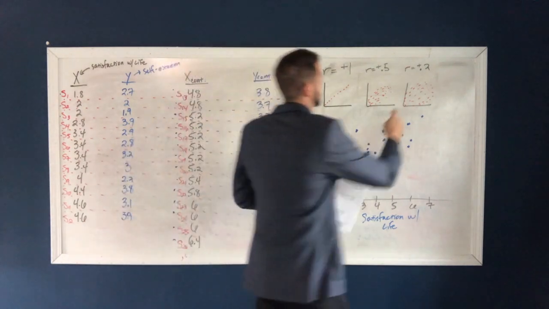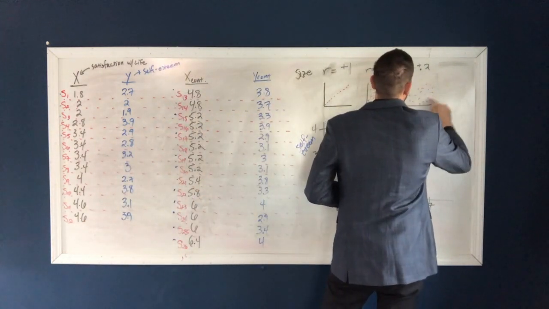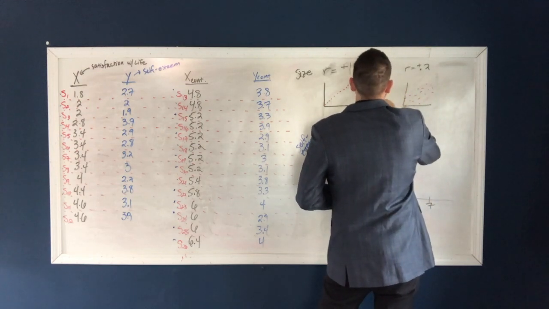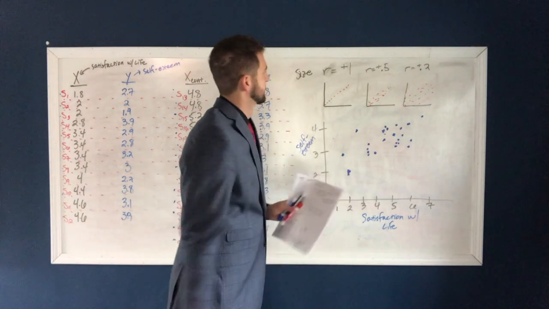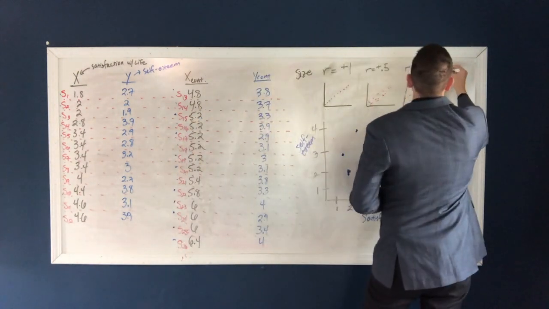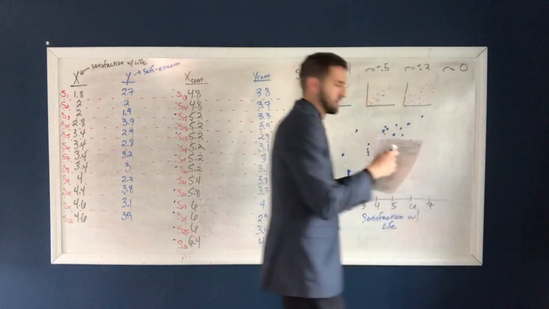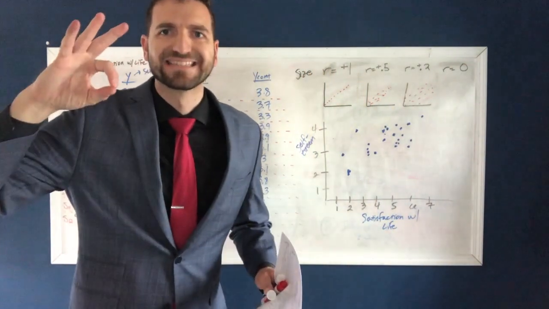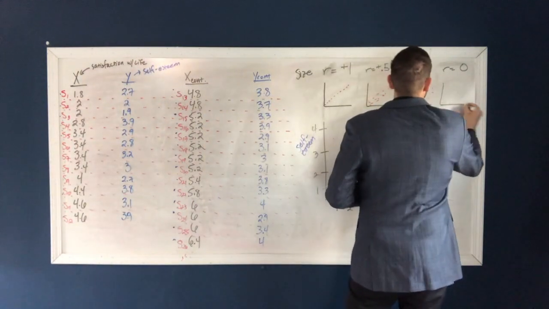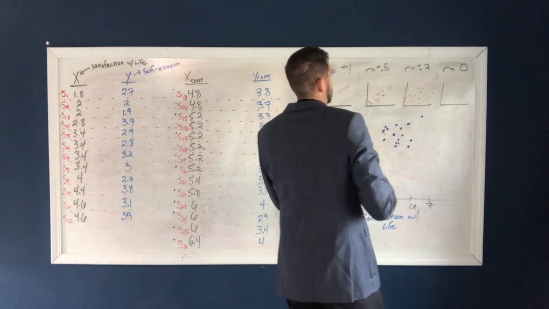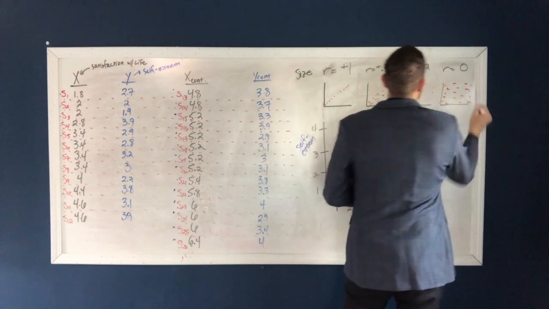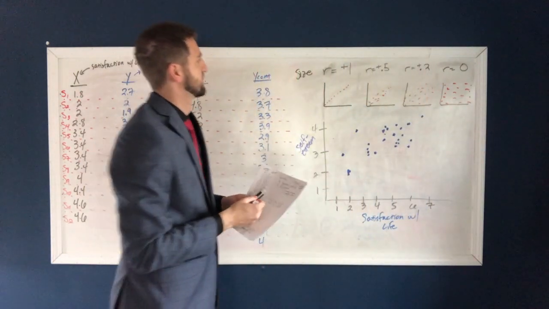Maybe that's a little too much. Let's get rid of some of that spread, just to really illustrate the point. And then if we get to R equals 0, R equals 0 means no relationship. That's where we have the points just everywhere.